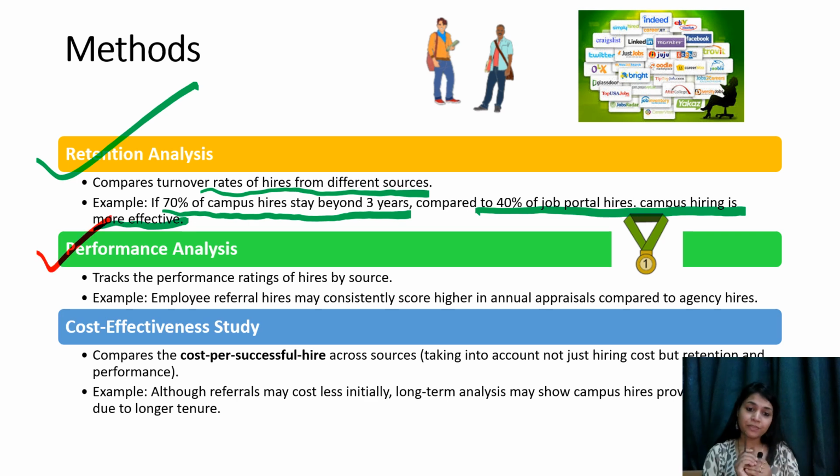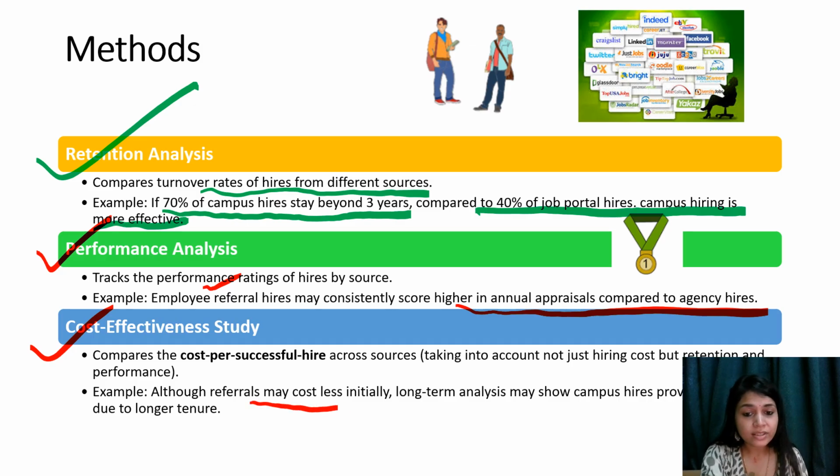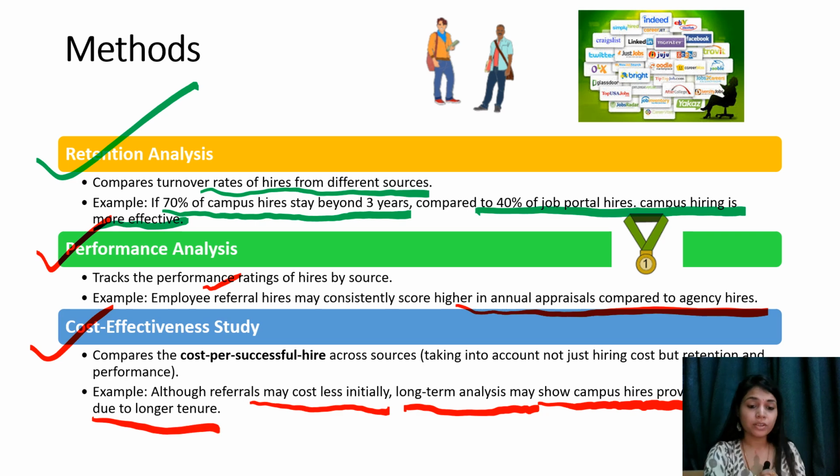The second one is performance analysis. It tracks the performance rating of hires by source. For example, employee referral hires may consistently score higher in the annual appraisal compared to the agency hires. The third one is cost effectiveness study. It compares the cost per successful hire across sources. For example, although referrals may cost less initially, long-term analysis may show that campus hires prove to be more efficient due to longer tenure.